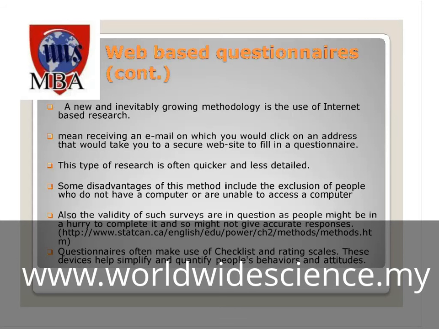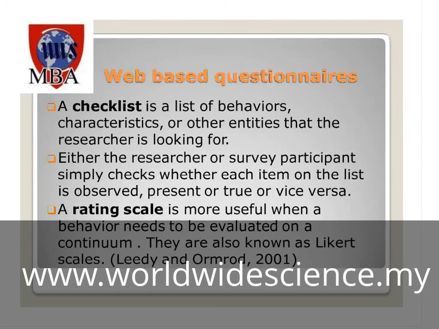Also, questionnaires often make use of checklists and rating scales. These devices help specify and quantify people's behavior and attitudes. So what is a checklist and a rating scale? Okay, a checklist is a list of behaviors, characteristics, or other indices that the researcher is looking for. Either the researcher or survey participants simply check whether each item on the list is present or absent. Okay, a rating scale is more useful when the behavior is evaluated on a continuum.